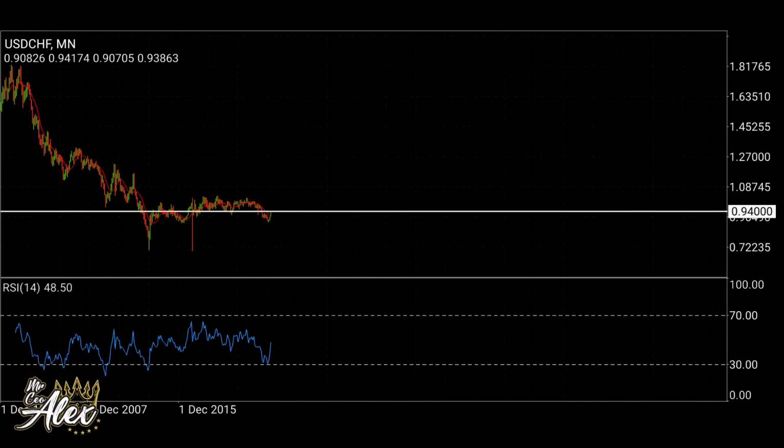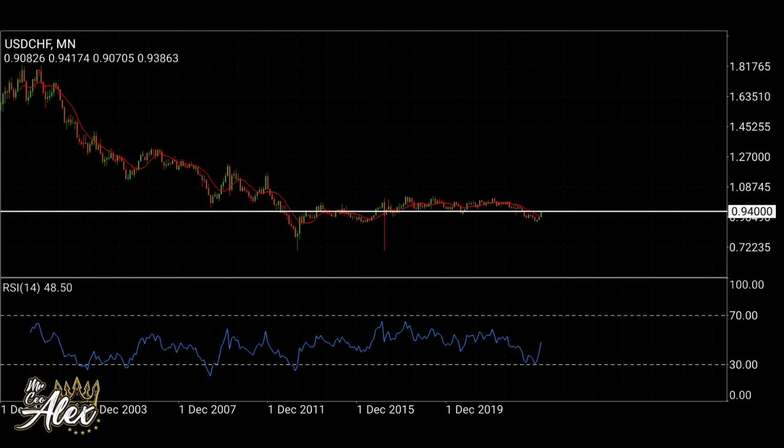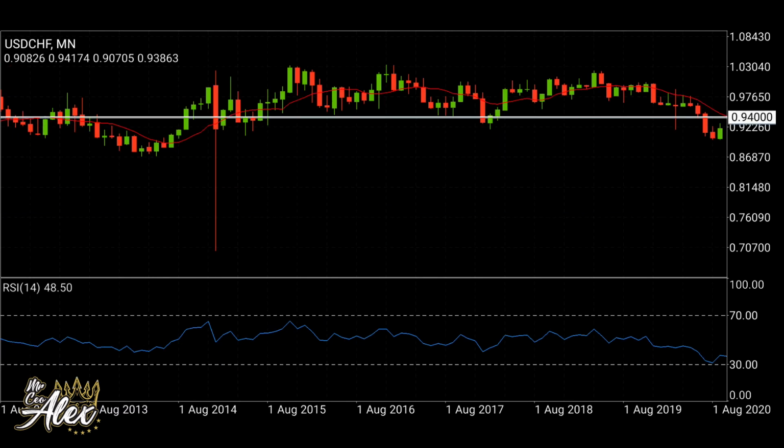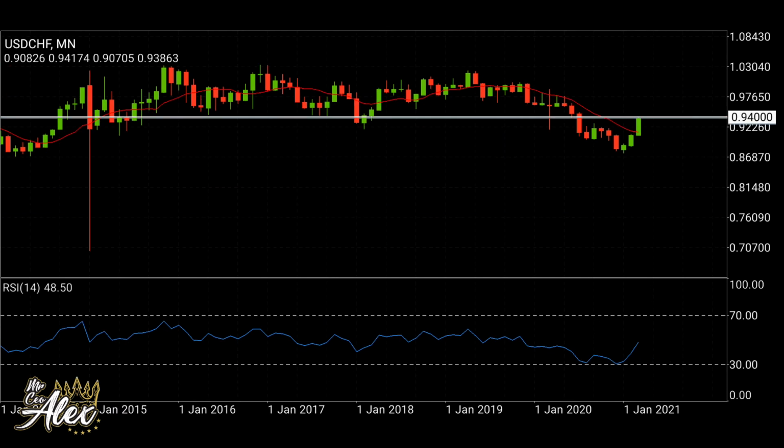So now, initially, the first thing we're going to do is to look at the trend. What trend are we in overall on the monthly time frame? We're in a bearish market, right? So we're going to look for sells on the USDCHF. Now, what we see is that the market was previously above 0.94, and then we get a broken support.